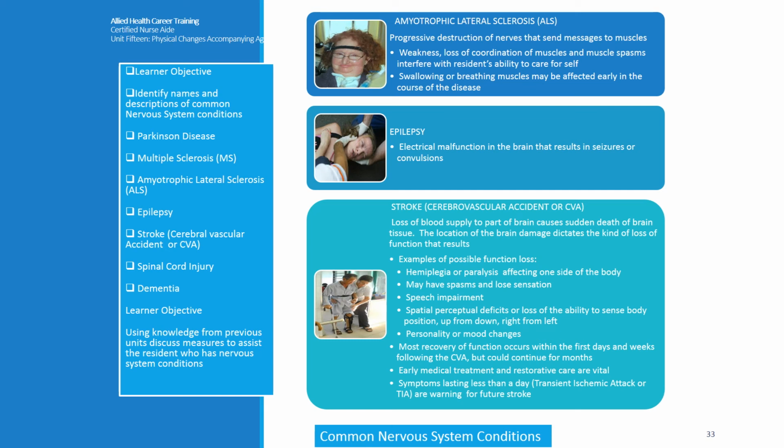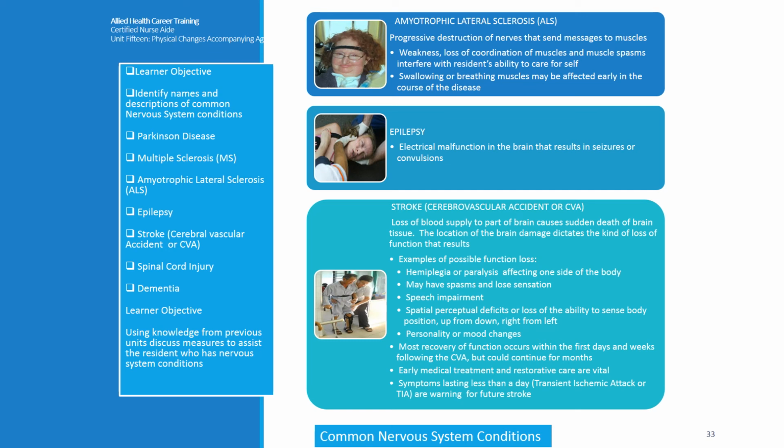So the location of the brain damage will dictate the kind of loss of function that results. Examples of possible function loss: you can have hemiplegia, which is paralysis that affects one side of the body. Keep in mind that if it happens on the right side of the brain, it affects the left side of the body. At the base of our brain, our spinal cord comes out and it actually crosses. So what happens on the right side of the brain affects the left side of the body. Left side of the brain affects the right side of the body.